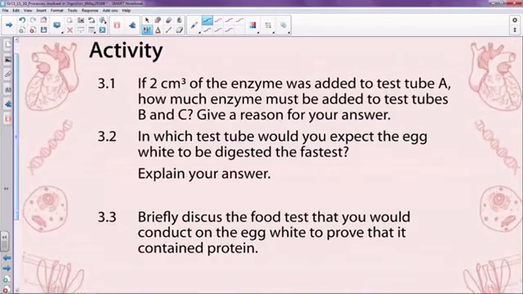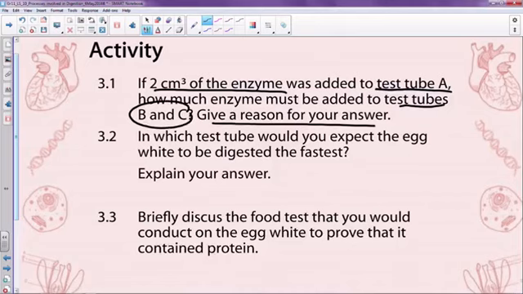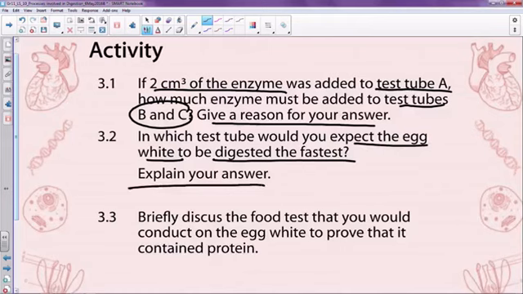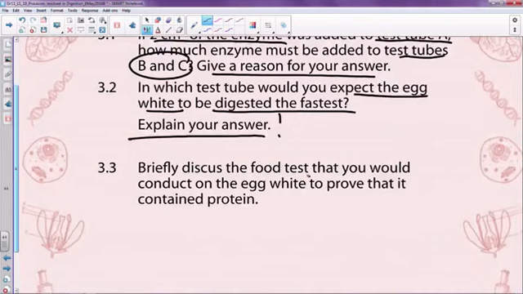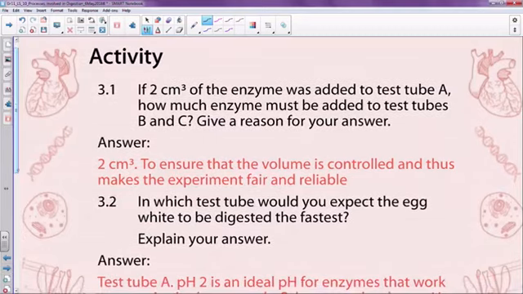3.1. If 2 centimeters cubed of enzyme was added to test tube A, how much of enzyme must be added to test tubes B and C? Give a reason for your answer. So we're going to discuss these questions after reading the first 3 questions. 3.2. In which test tube would you expect the egg white to be digested the fastest? Explain your answer. That's important. And 3.3. Briefly discuss the food test that you would conduct on the egg white solution to prove that it contained protein. So let's look at the solutions to these 3 questions on the next page.